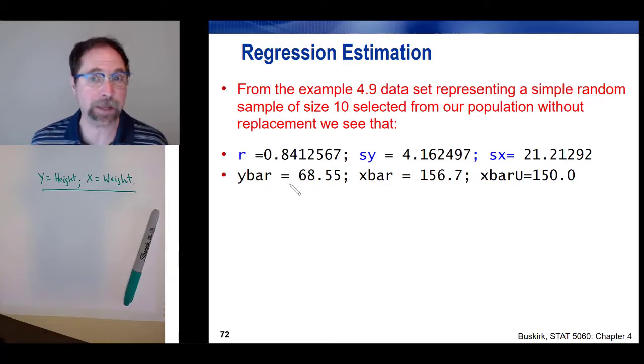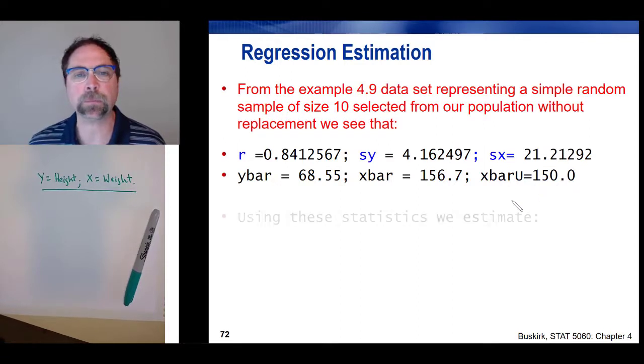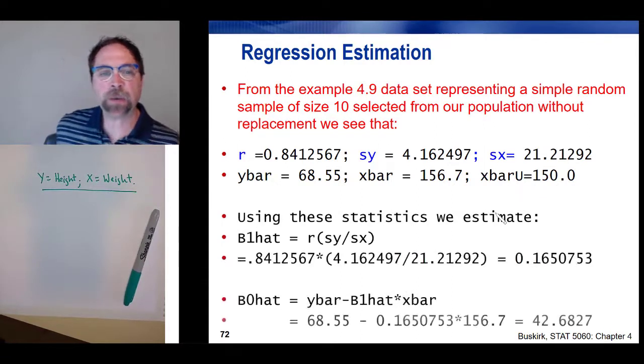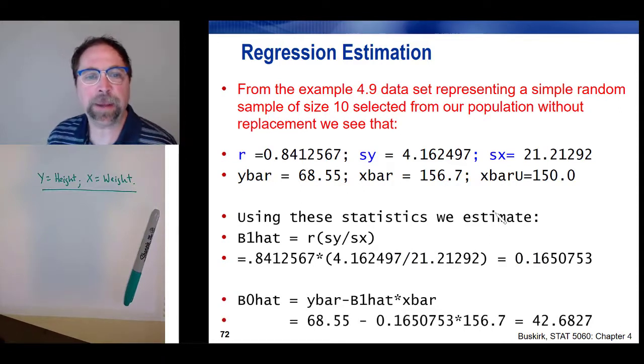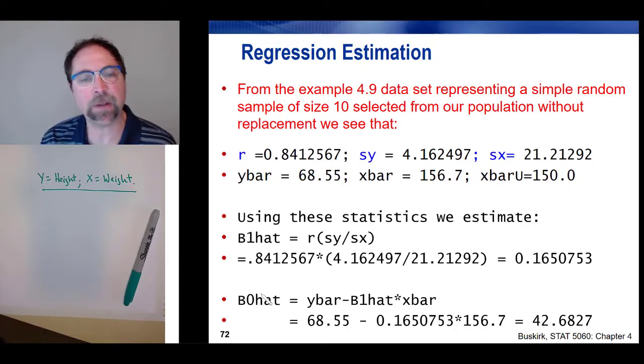So that would be our y bar estimate. The x bar is 156.7, and that's from the sample, not the population. The population average weight is 150. So using these statistics, we're going to estimate a few things. First, we're going to estimate our B1 hat. Now, why do I do it in this order? Because B0 hat appears first in the formula. Well, B0 hat is a function of B1 hat, so I must calculate B1 hat first in order to calculate the B0 hat. So let's proceed.